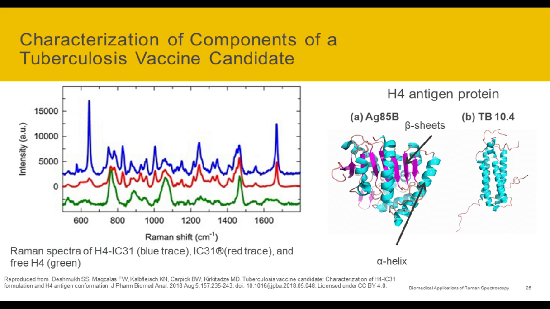So their results indicate that upon adsorption to the adjuvant, the protein undergoes structural changes that involve an increase in the formation of these beta sheets structurally. They did use some other analytical techniques that confirmed these findings, but I think this is a really good example of using qualitative changes in Raman data to help us understand the processes that are happening on a very fundamental level.